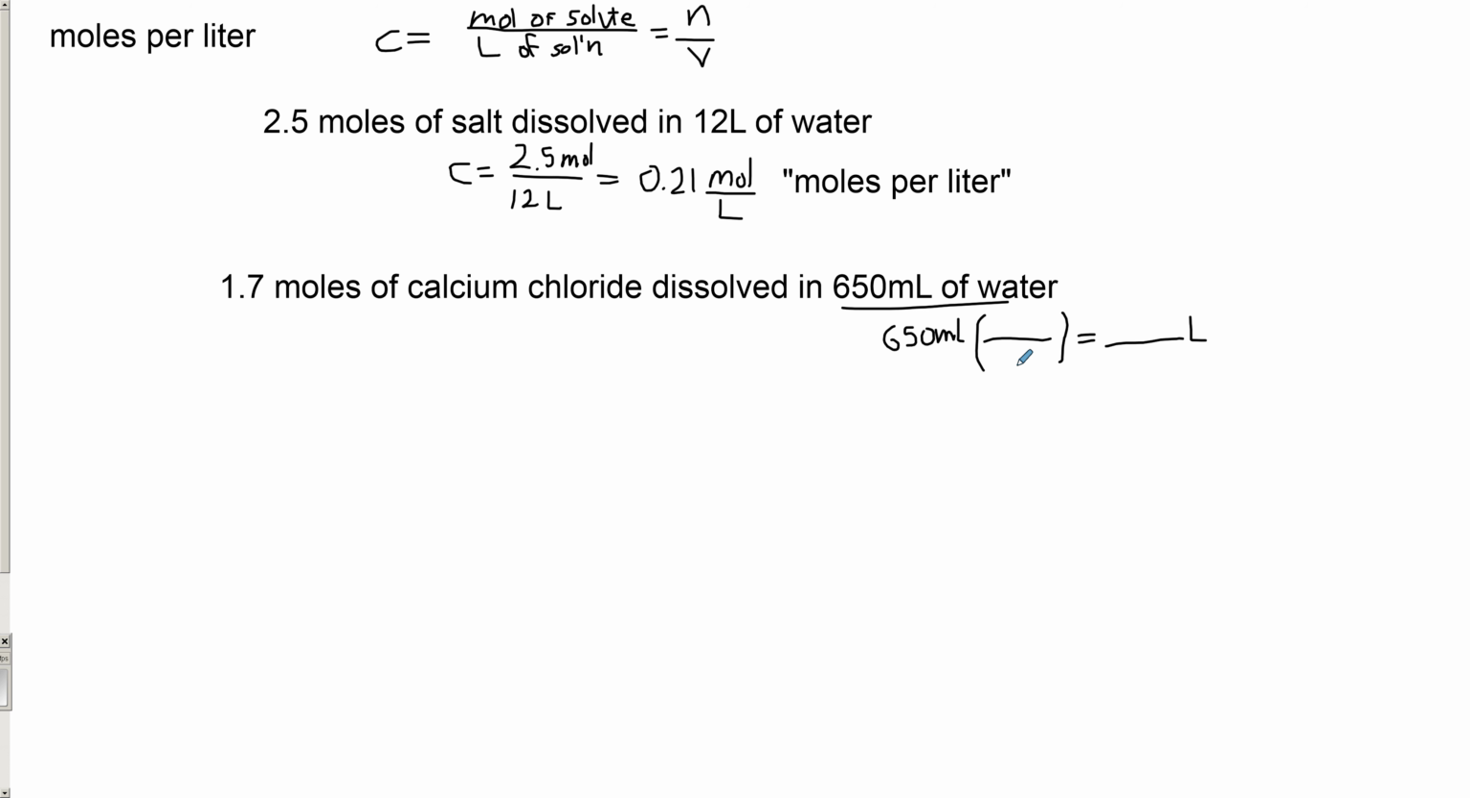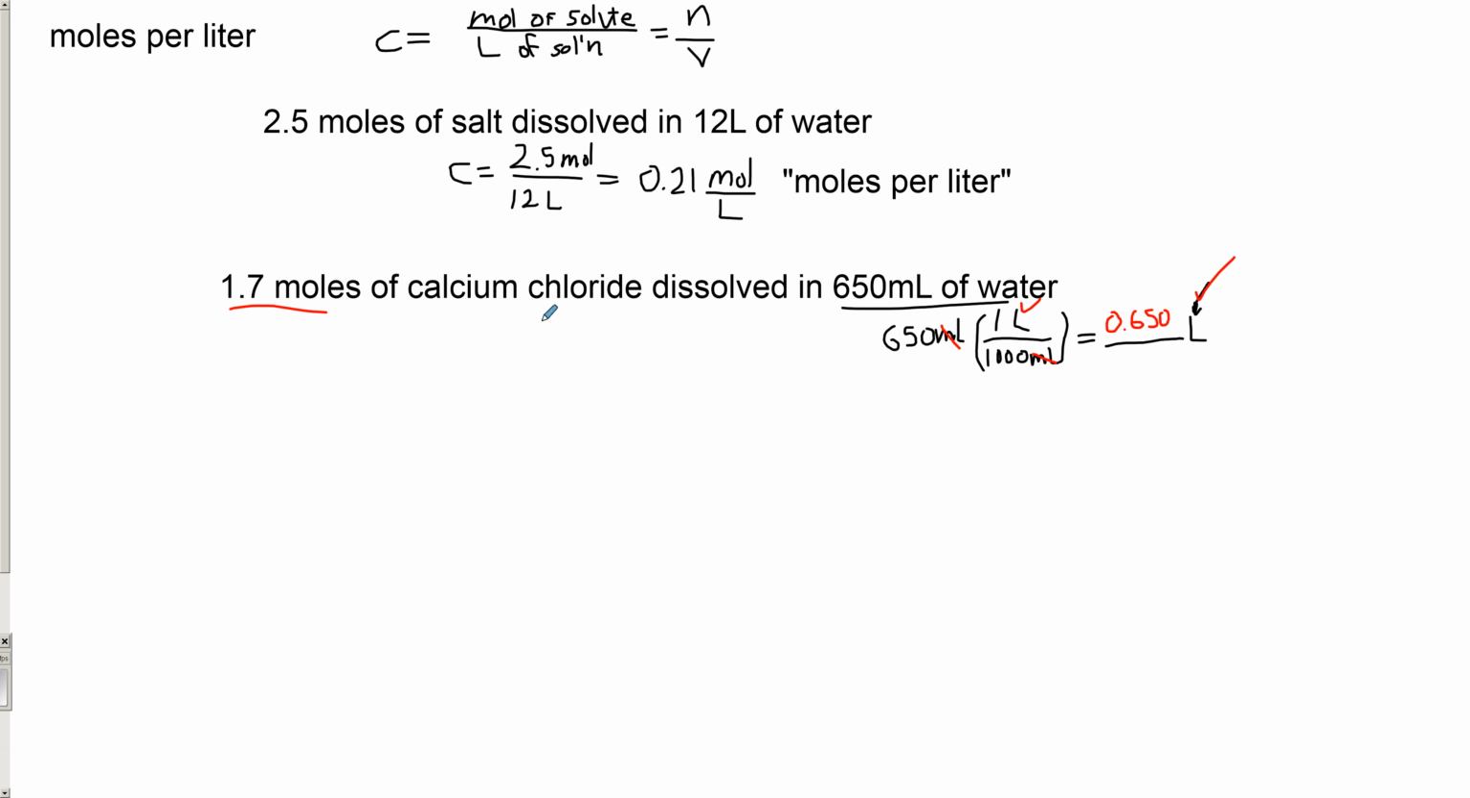So 1 liter goes on top because I'm trying to bring in the unit called liter, and milliliters goes on the bottom, and there are 1,000 mils in 1 liter. You see what we're doing here? Milliliters can be removed, and liters is the correct measurement of volume for this. So we get 0.650 liters. Beautiful.